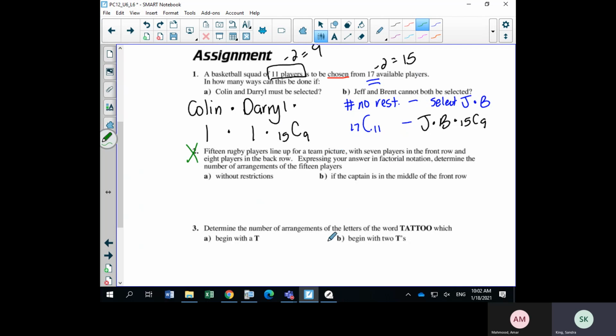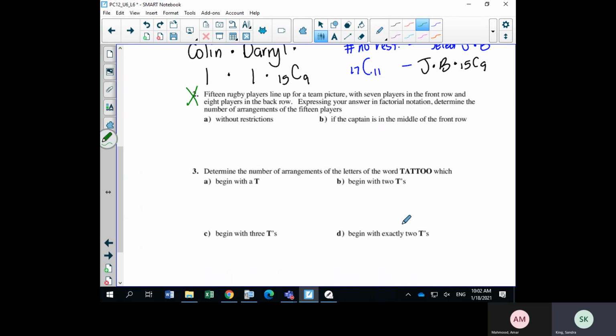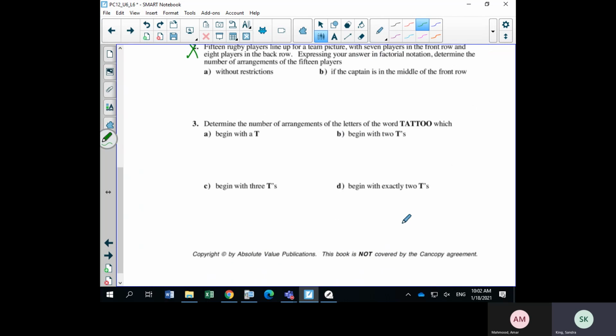Let's do this one. Let's do tattoo the way that I taught it, which will be very different from how your book sets it up. So how I would do this one is, I give you the word tattoo: 1, 2, 3, 4, 5, 6 letters. So count up the letters. You know that whenever we have letters, it's going to be an arrangement, a permutation. It begins with T: 1, 2, 3, 4, 5, 6. They want it to start with a T.